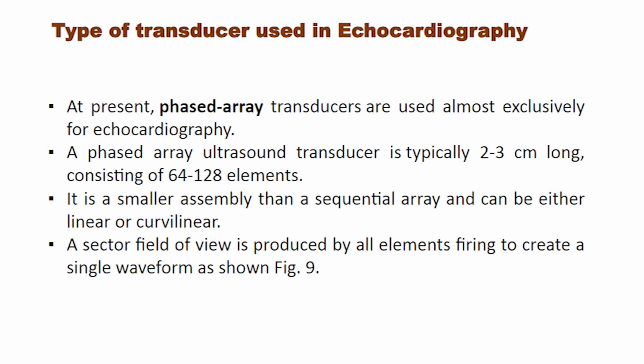Now coming to the type of transducer used in echocardiography. At present, phased array transducers are used almost exclusively for echocardiography. A phased array ultrasound transducer is typically 2 to 3 centimeters long, consisting of 64 to 128 elements. It is a smaller assembly than a sequential array and can be either linear or curvilinear.